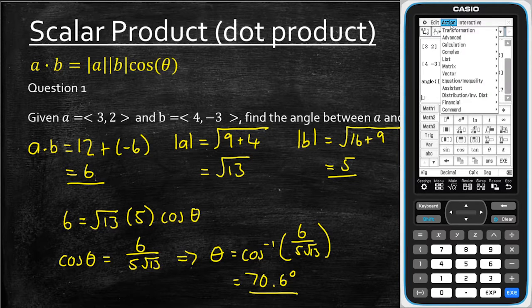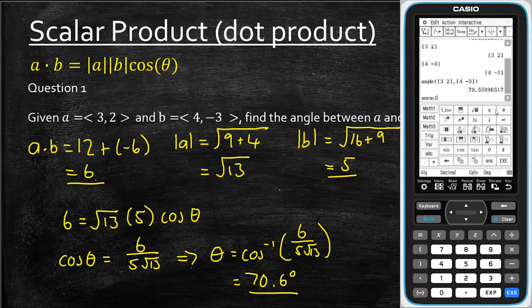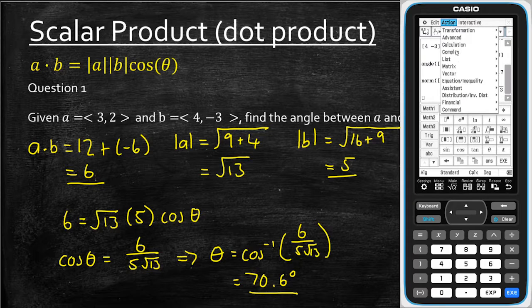If I wanted to find the modulus of the vector, so the length of the vector, that's called the norm of the vector. So if we find the norm of 3, 2, what we should end up with is root 13, which is what we got there. So again, in the ClassPad, it's going to be Action, Vector, and then you choose which one you want there. You can even find the dot product if you wanted to.